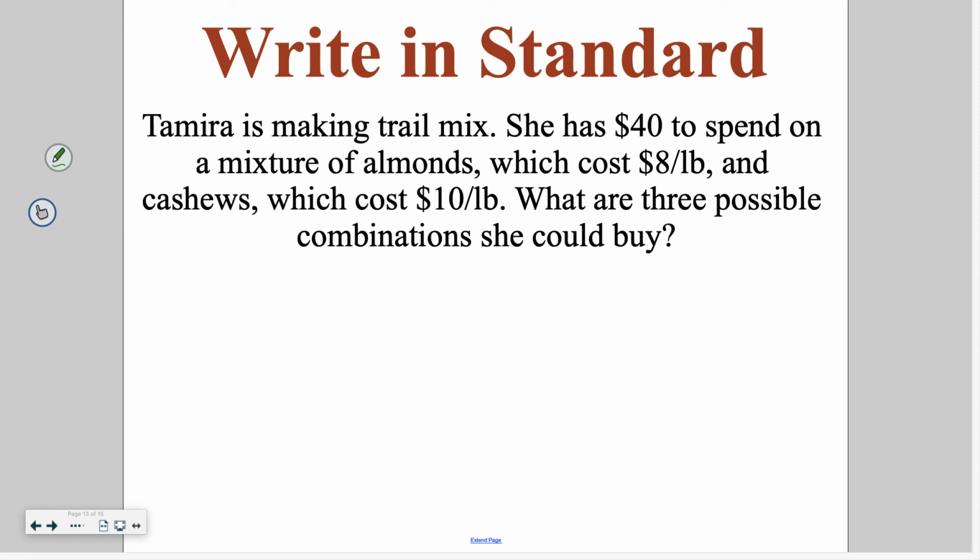So our first job is to write our equation in standard form. The total, this $40, is going to be our C value, which leaves 8 and 10 to be A and B. It does not matter which order you put them in, but as a general rule, I like to put my first value as A and my second value as B. So when I write out this equation, I'm going to have 8x plus 10y, because she's mixing these things together, and that's going to cost a total of $40.